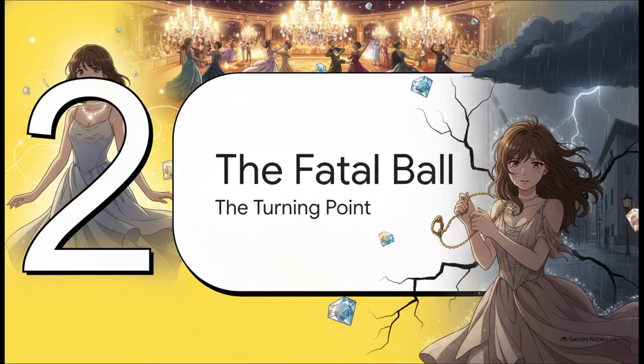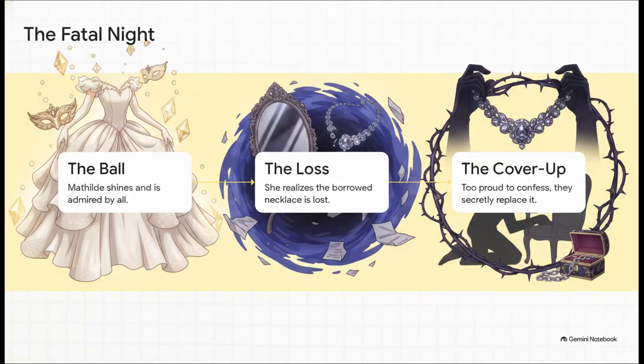Moving on to Section 2, The Fatal Ball, the turning point of the story. This is where a night of absolute triumph goes completely off the rails. At the ball, Mathilde gets exactly what she's been dreaming of. She is shining, she's admired by literally everyone, and for one glorious night, she feels like she truly belongs to the high society elite. But the second they leave, reality hits hard.